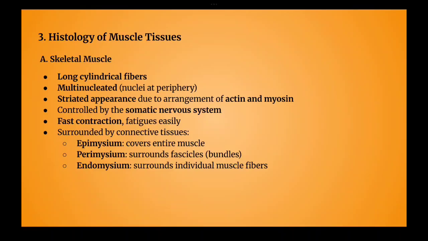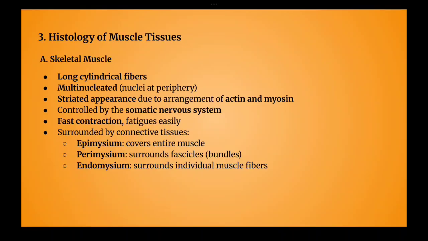As I told, the first point is long cylindrical fibers. They are like long cylinders, long hollow pipe-like structures that are like fibers. Second point, multinucleated, and the nuclei are at the periphery. It is at the edge of the cell or close to the cell wall. Multinucleated means many nuclei present inside one cell, and the nuclei are at the periphery. Then striated appearance. Striated means the small line-like structures that you see in the cell. These are due to the arrangement of actin and myosin. This is important, actin and myosin, because they help in contraction and relaxation.